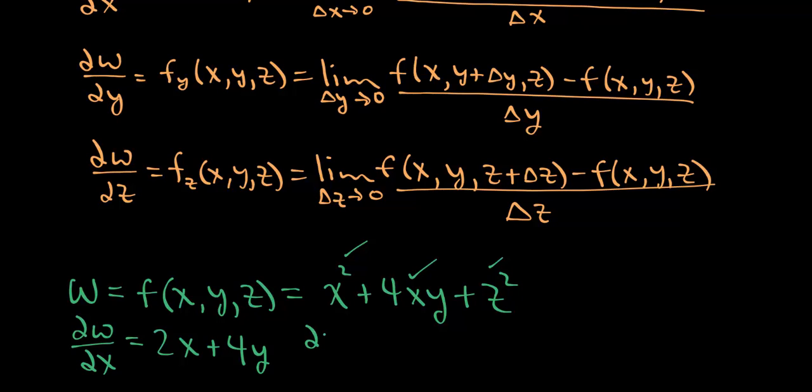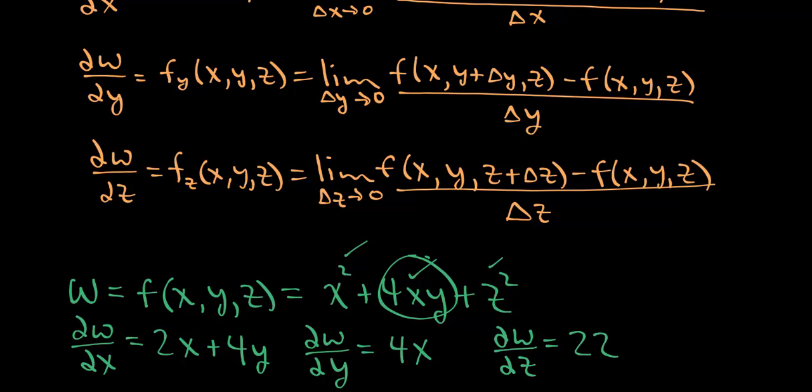Now let's look at the partial of w with respect to y. The only term with a y in it is this one, and it's just going to be 4x, because 4x is like the constant. And then we've got the partial of w with respect to z, and that would just be 2z. This term is the only one that matters, because the others are just terms of constants.